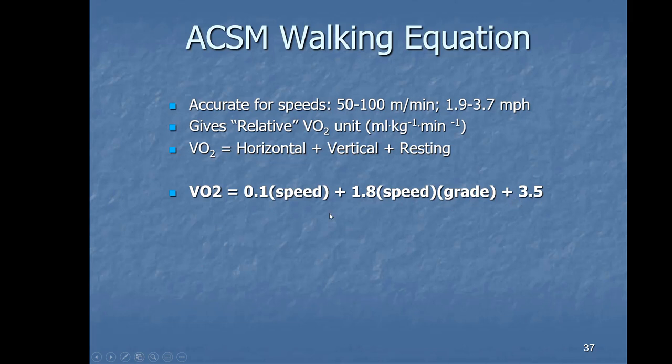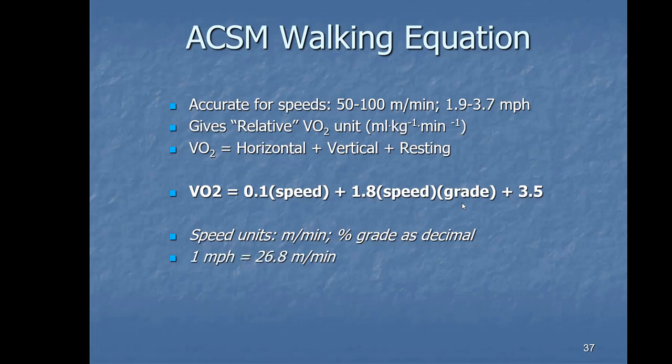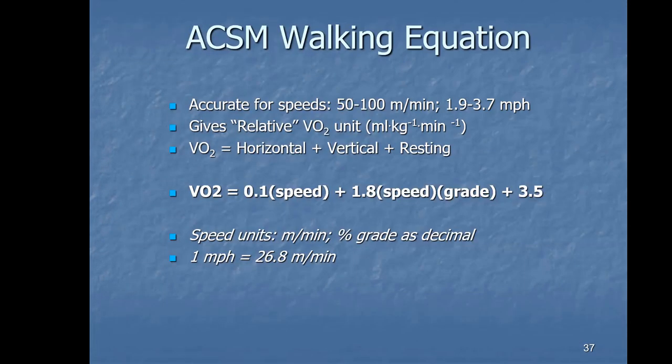You see that's your resting component. The speed has to be in units of meters per minute. And the grade has to be percent grade as a decimal. And so the conversions, since we're used to miles per hour, 1 mile per hour is equal to 26.8 meters per minute. And then percent grade, so if it's 5%, it would be 0.05.